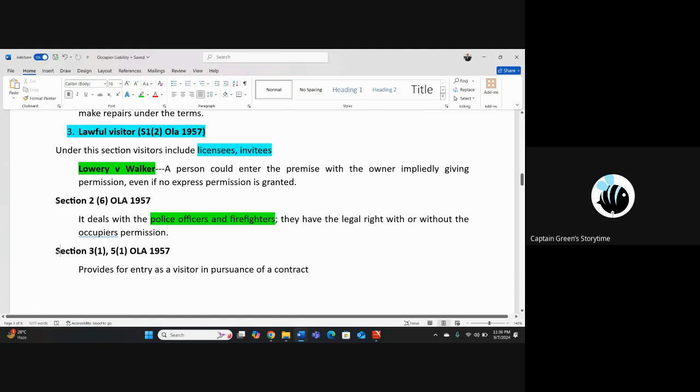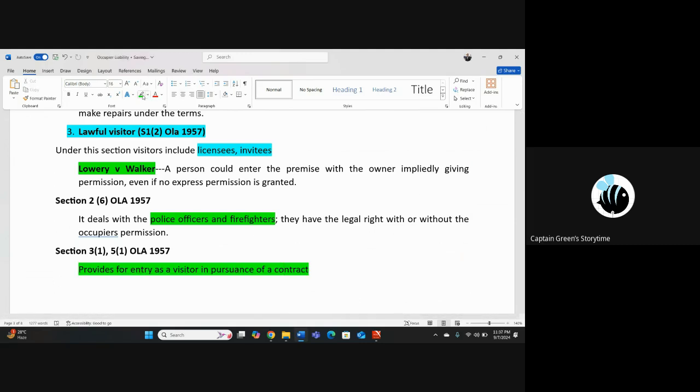Then we have section 3 subsection 1 and section 5 subsection 1 of OLA 1957, which provide for entry as a visitor in pursuance of a contract. For example, a contract has been made between an owner and another person who is doing painting in the house. Thus, the painter has the contract and he would be regarded as a lawful visitor under section 3 subsection 1 and section 5 subsection 1. As he has made a contract with the owner, the occupier of the premises, to do paintings, under this contract he would be regarded as a lawful visitor.